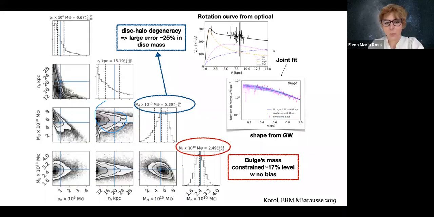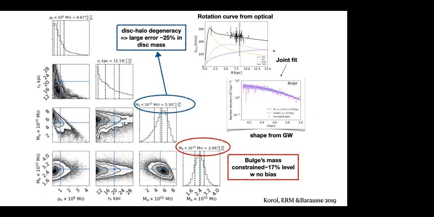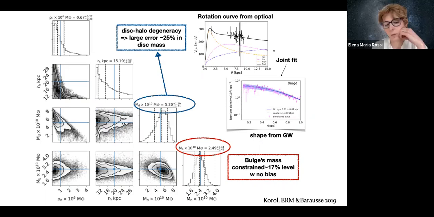And what we find out is that we can actually constrain the mass of the bulge at the 17% level with no bias. Instead, we clearly see that we do not do great in constraining the mass of the disk, but this is quite natural because, as you see, all our optical data are very close to the sun.